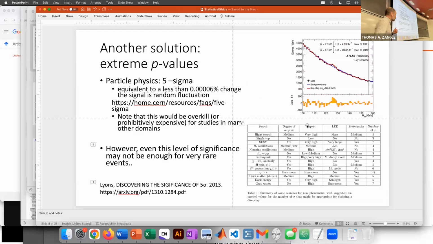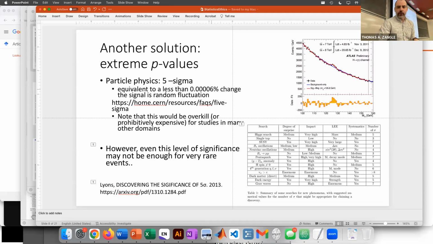So another solution would be extreme p-values. This is what's done in physics. In particle physics, there's some data up there from the search for the Higgs boson. When you see that data reported, it will often be reported to a p-value that is like 0.00006%, so just an absolutely tiny p-value. We've been talking about 0.05 most of the time, or 5%. This is a far higher, far more stringent level.